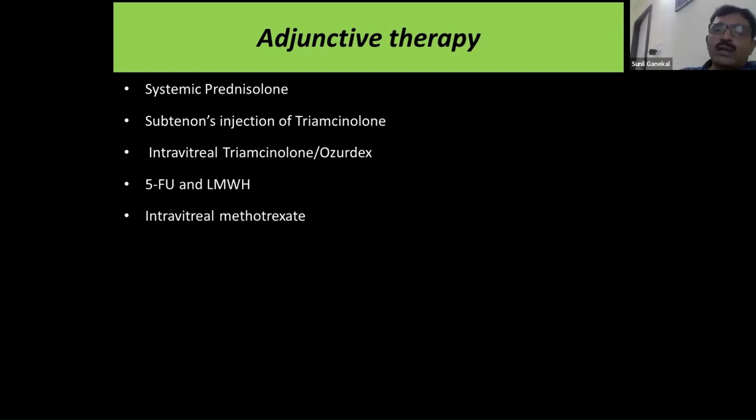5-FU and low molecular weight heparin also have been used. But recently, there have been a lot of articles on the usage of intravitreal methotrexate in patients with PVR. I published an article way back in 2013. We used basically 5-FU and low molecular heparin, especially in high-risk PVR patients.